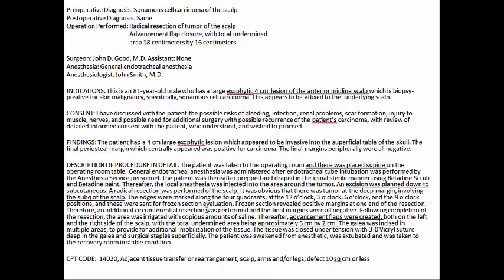These were sent for frozen section evaluation. Frozen section revealed positive margins at one end of the resection. Therefore, an additional circumferential resection was performed and the final margins were all negative. So here we have our radical resection of the tumor of the scalp. Now, following completion of the resection, the area was irrigated with copious amounts of saline. Therefore, advanced flaps were created both on the left and the right side of the scalp, and the total undermined area being approximated is 5 centimeters by 2 centimeters.